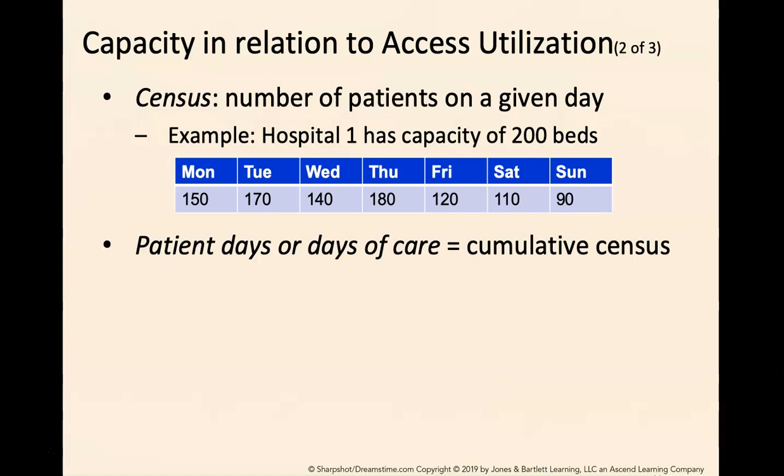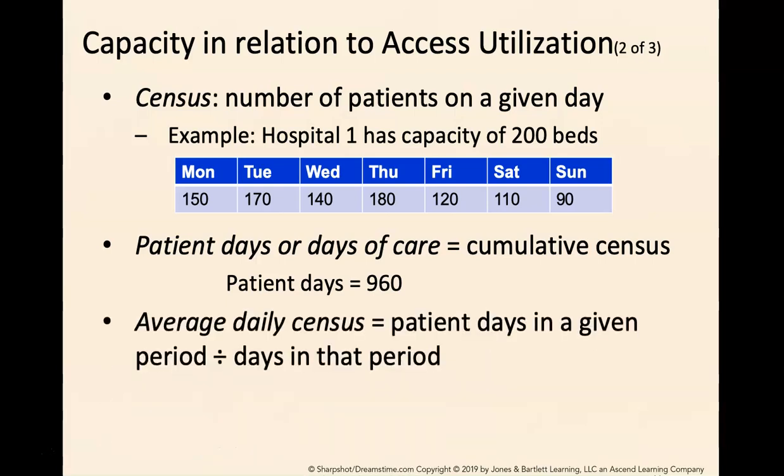So patient days or days of care would be cumulative census. What does that mean? That means if you add up all of these, that would be the cumulative census or patient days of care. And that result would be, the number is 960.